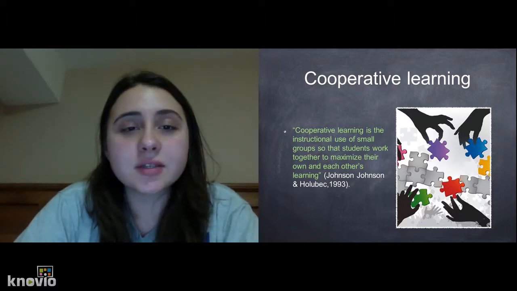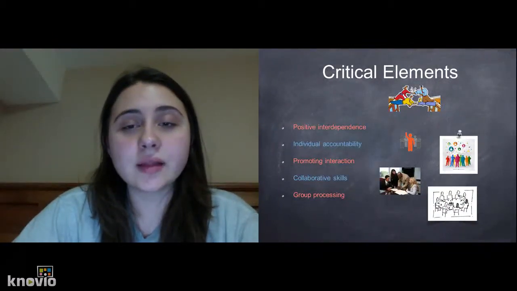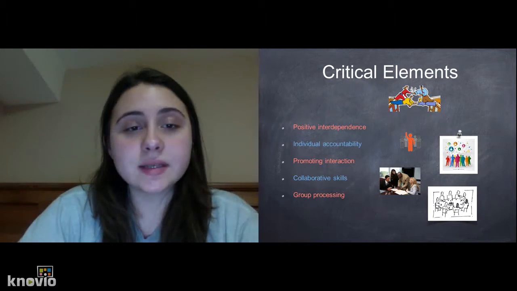You might be saying to yourself, oh, this is group work. Well, the answer is yes and no. Cooperative learning does require students to work in groups, but it is structured much differently than traditional group work. Let me explain more. Cooperative learning is composed of 5 critical elements, and they are as follows: positive interdependence, individual accountability, promoting interaction, collaborative skills, and group processing.